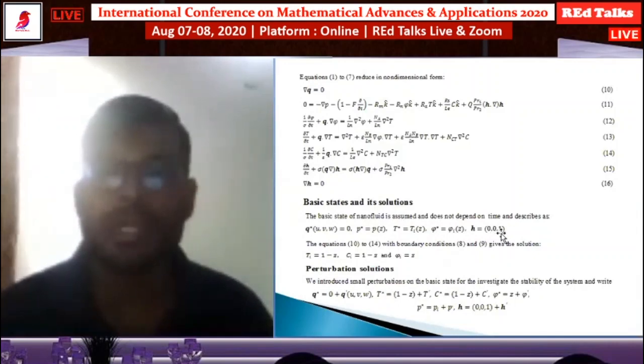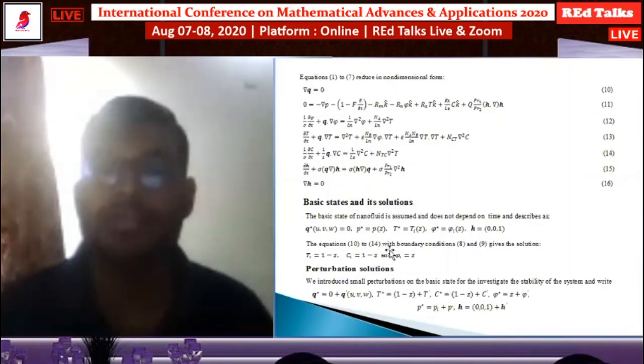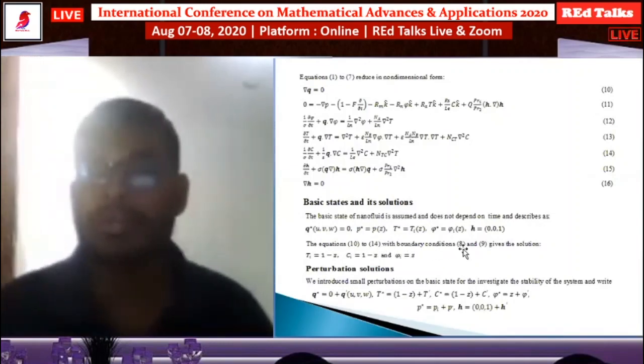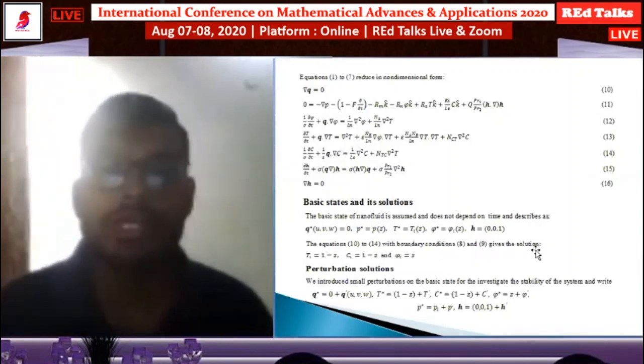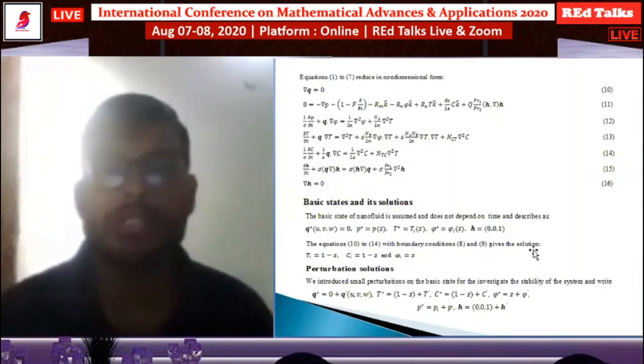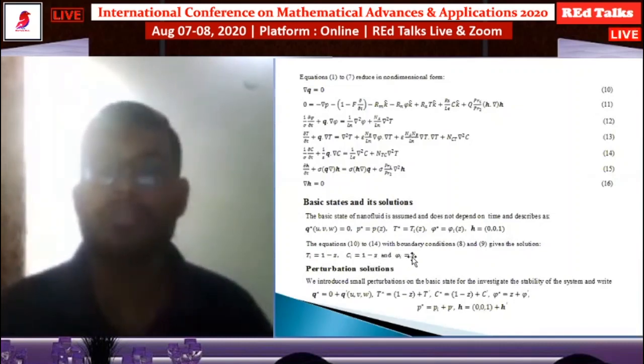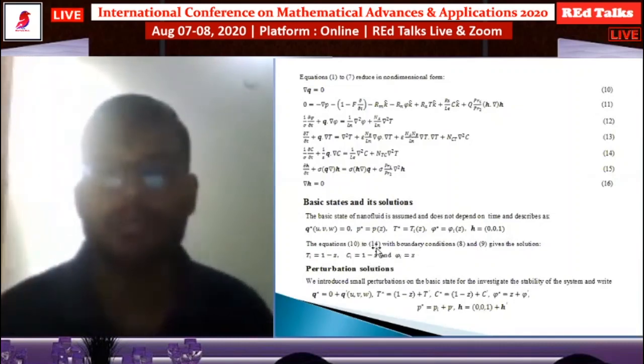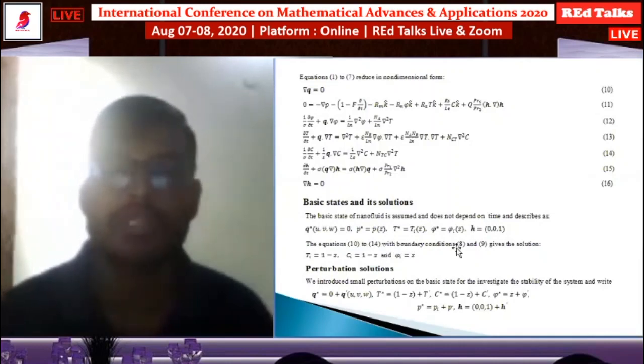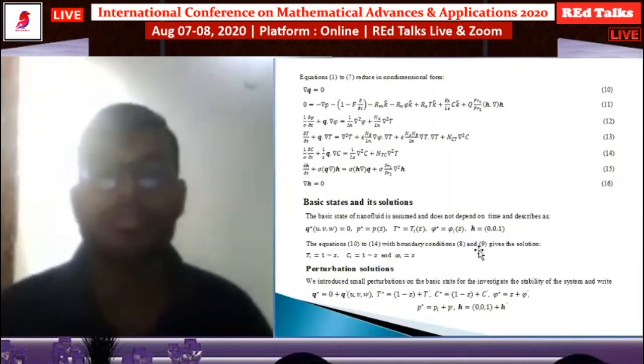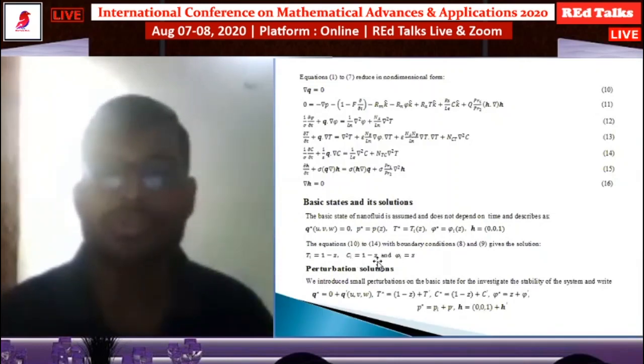Equations 10 to 14 with the boundary conditions 8 and 9 give the solution: T initial is equal to 1 minus z, C initial is equal to 1 minus z, and phi initial is equal to z. Equations number 10 to 14 are solved with the boundary conditions 8 and 9, and we get this solution. Now we use the perturbation solution.